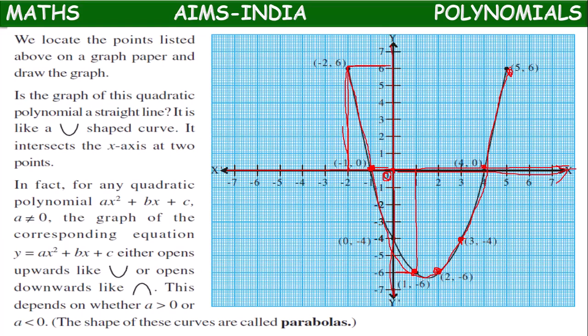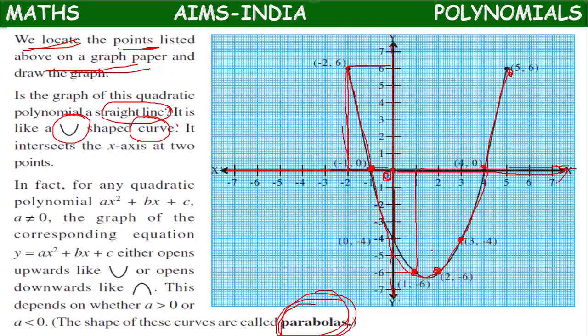So if we locate all the points listed on the table in a graph paper, is it a straight line, children? No, it's not a straight line. This time it is a U-shaped curve, or we call it a parabola. These kinds of curves looking like U shape are called parabolas.